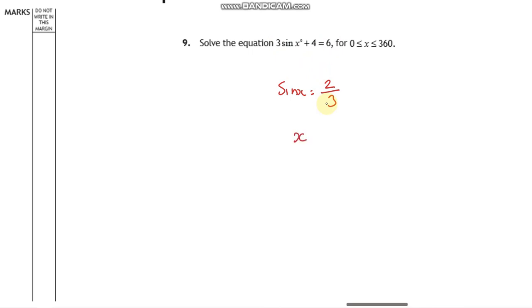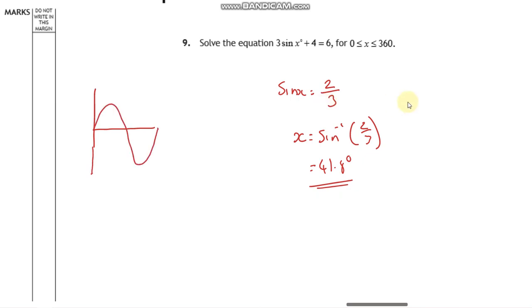And how do I get x on its own? Well, I do the inverse of sine, which is just shift sine on your calculator. So if you do shift sine, 2 divided by 3, that gives you 41.8 degrees. Now we're not quite finished, because don't forget, we have got a sine wave. So if we're asking when does the sine wave equal 2/3, well, that's 1, that's -1, so 2/3 is maybe along here. You can see we've got 2 answers.